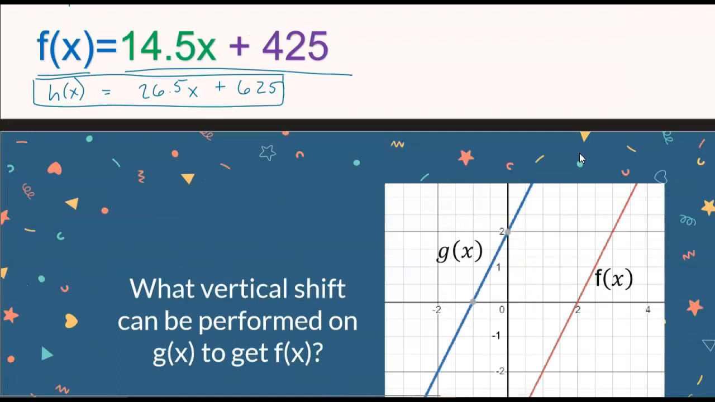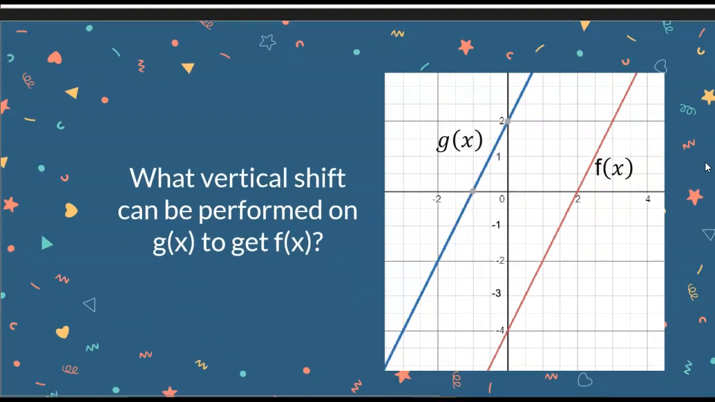And our last problem. What vertical shift can be performed on g of x to get f of x? So here we have g of x, a blue line. And then f of x is a red line. Looks like it's below g of x. What do we need to do to g of x to get it to be f of x? Now, your y-intercept might be a really good place to look at this when you're shifting a function vertically.